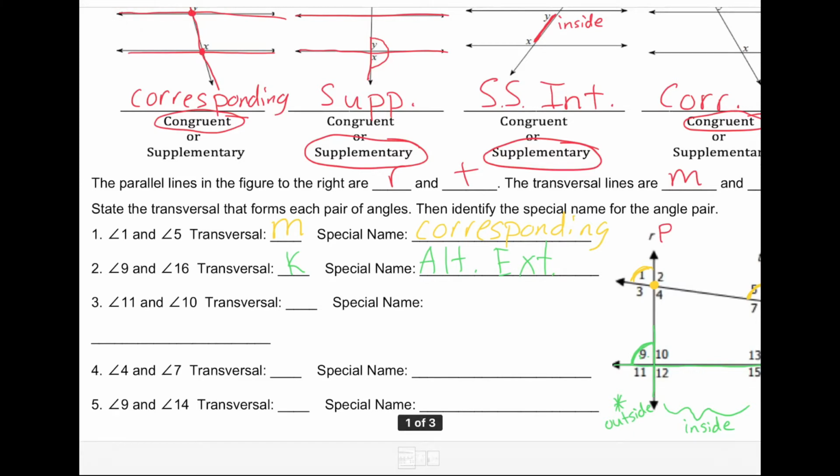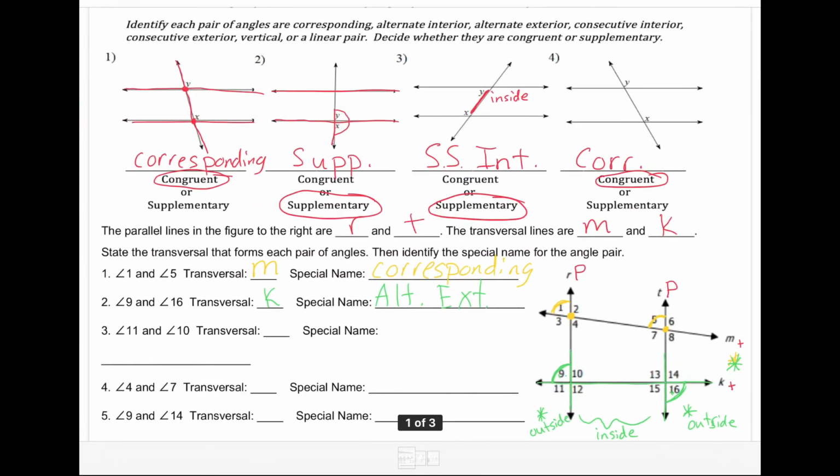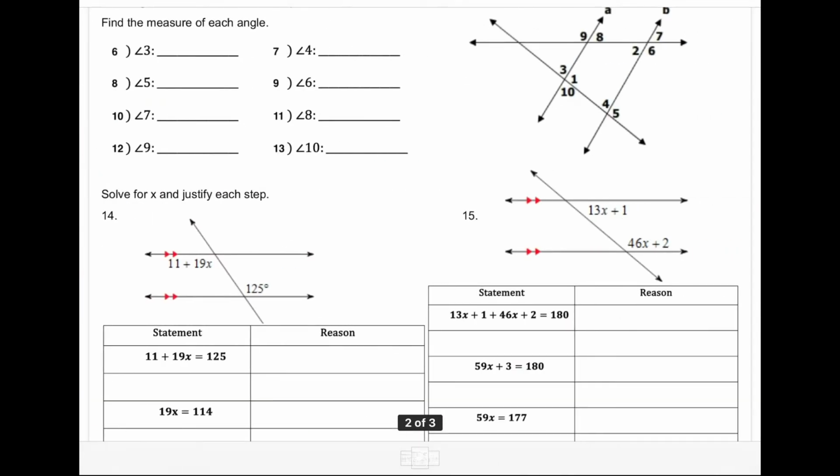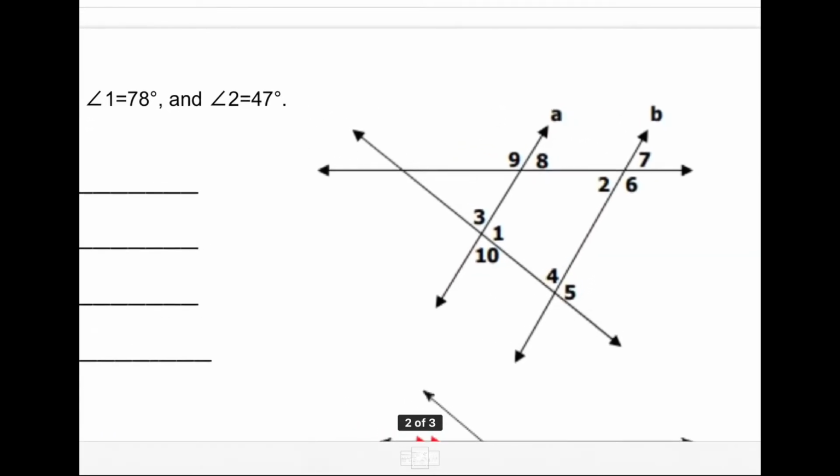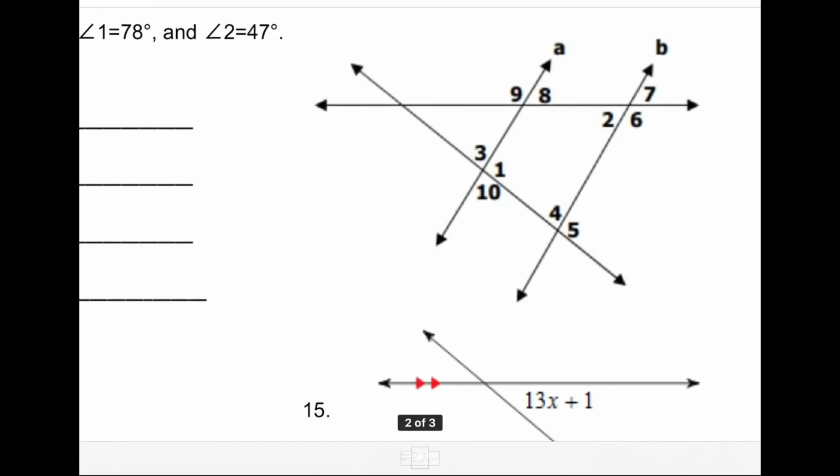Now we go into an even more complicated situation. So 6 through 13, we are dealing with this figure over here. And we are already told that angle 1 is 78. And angle 2 is 47.